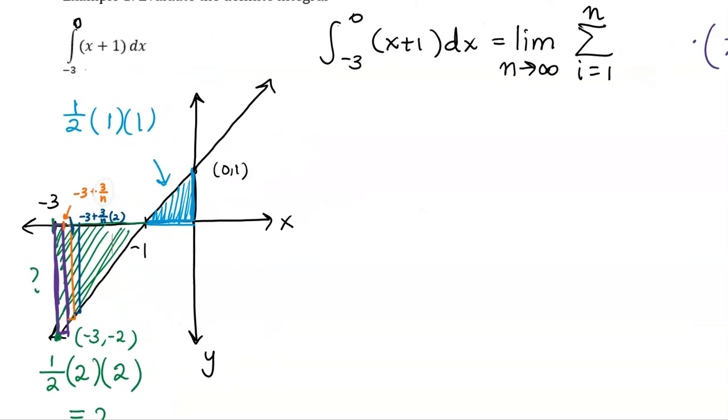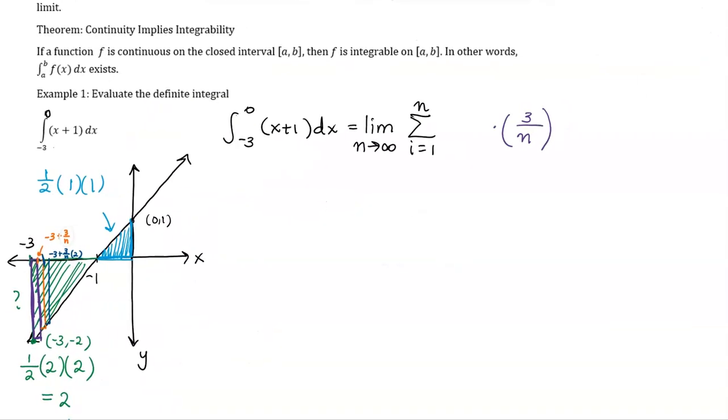So generally speaking, if I'm working with left endpoints, the x values that we're plugging into the function to get the height of those rectangles is -3 plus 3 over n times i. Remember, i is indexing the rectangles, right? i is indexing which rectangle we are on. So we have our Riemann sum set up with our limit in front of it. Let's actually start evaluating this.